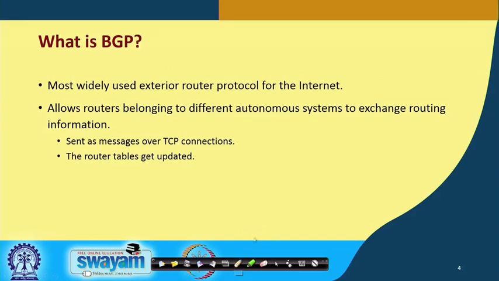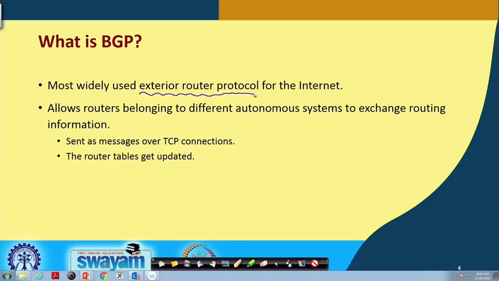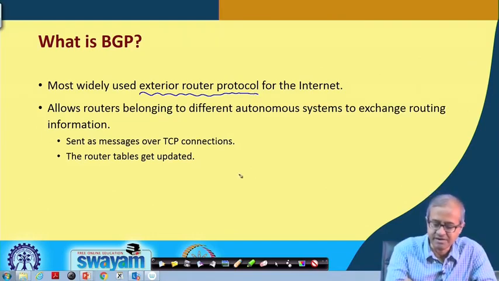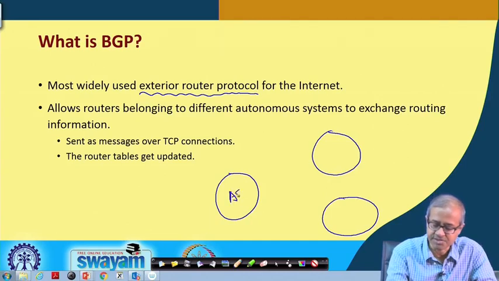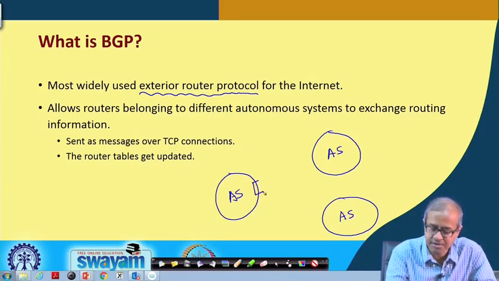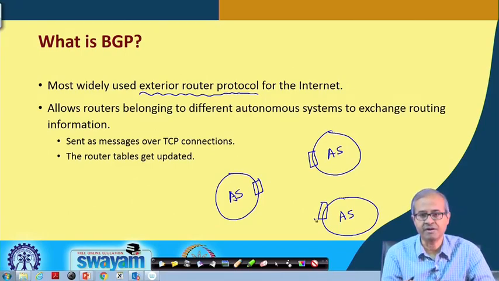Now, as I had said, BGP is the most widely used exterior router protocol. Now, exterior and interior, I explained the distinction earlier. Let us say when you have several autonomous systems, suppose these are all autonomous systems which consist of networks and routers. So, you can have one router here, and maybe one router here. These are exterior routers or these are border routers.